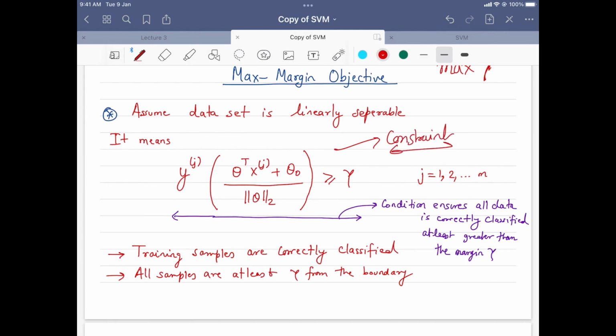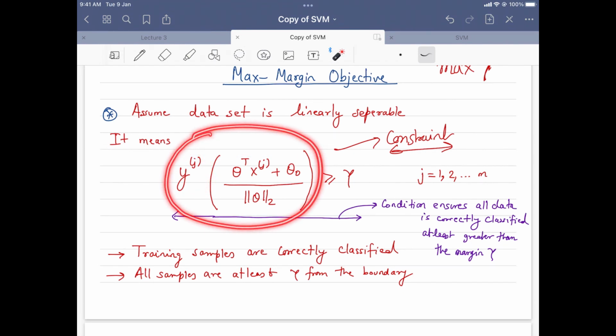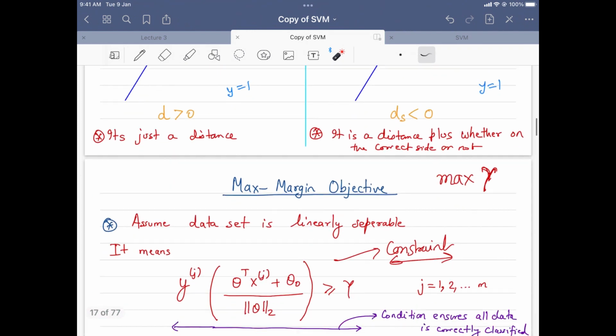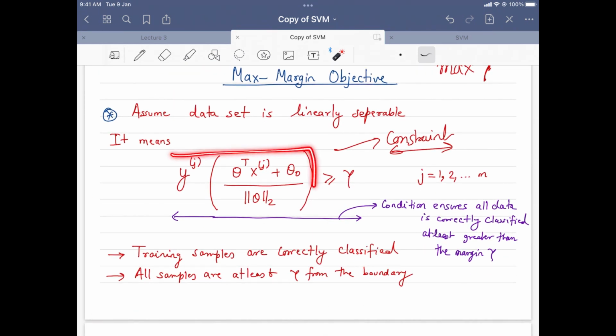What is the constraint? Constraint means you are bounded to follow this inequality. The constraint is yj multiplied by this, that is the signed distance, which we are calculating already, right? If it is greater than 0, it means it is correctly classifying, and if it is less than 0, it is incorrectly classifying. So we are saying that this value is always greater than 0. That means we are always correctly classifying the data set.